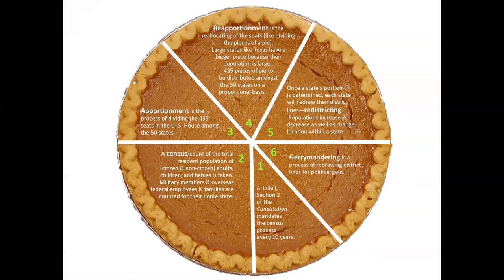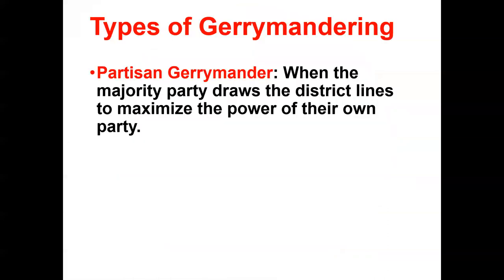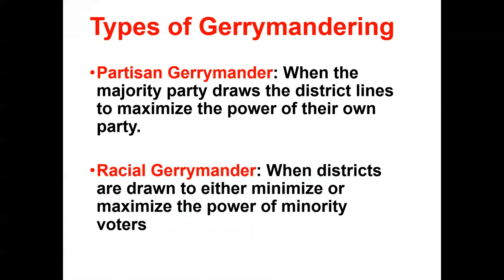So that goes the whole gamut of gerrymandering, the apportionment. There are different ways to do it. When the majority party draws the district lines to maximize the power of their own party, it could be racial, it could be partisan. Partisan is what the majority party does. Racial, whatever the race, it could be, you know, when the districts are drawn to either minimize or maximize the power of minority votes.